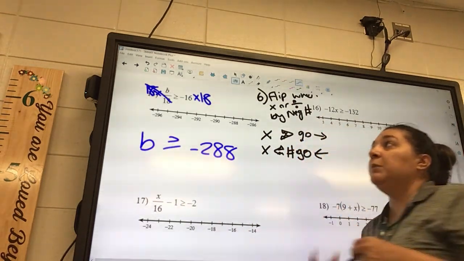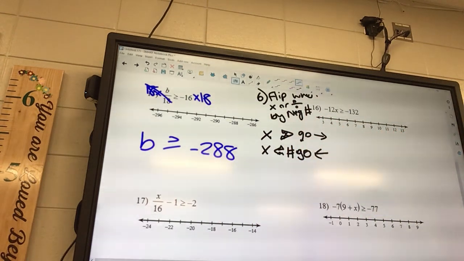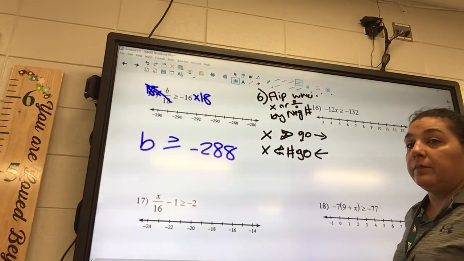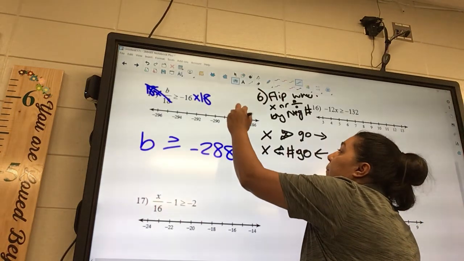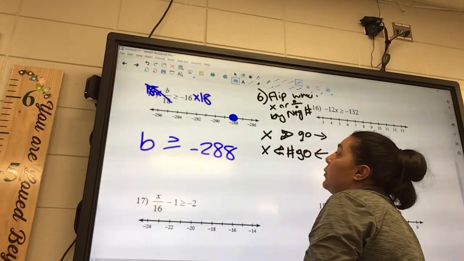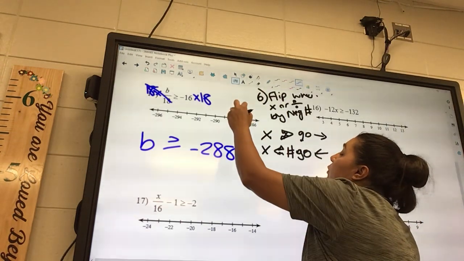Now, what number would have to be negative in order for us to flip it? The 18. Okay, so the number that would have to be negative would be the 18. Okay, so the 288, is that going to be open or closed? Closed on the 288. Going which way? To the right.